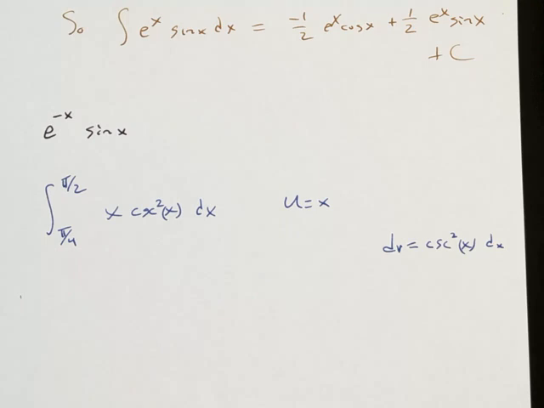This is just a derivative. The derivative of some trig function. That's cosecant squared. The derivative of cotangent is minus cosecant squared. So that's exactly the right place to be to do this.